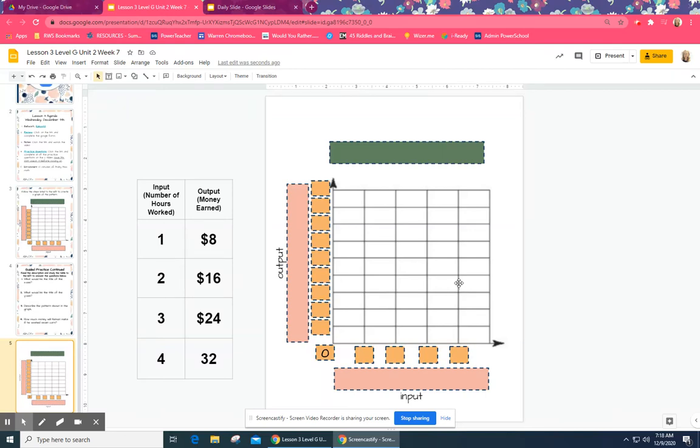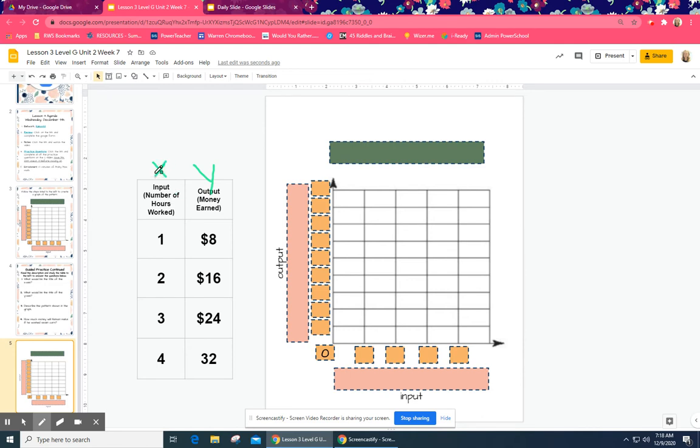So there are a couple things that you need to know in order to complete today's lesson, and the first of those is that this right here is called an input-output table, and that's what you're going to use to graph. So on an input-output table, you have your X column and your Y column, and then those make your ordered pairs because you need ordered pairs to graph.